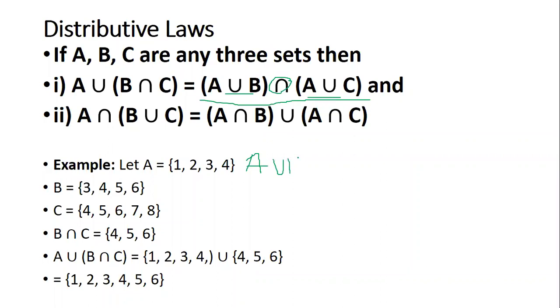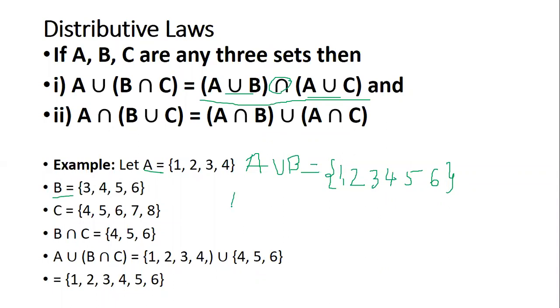So A union B. Now we have set A here and set B here. Now quickly tell me, what is A union B? What will be the answer? 1, 2, 3, 4 from set A, and then from set B 3 and 4 are already available, so 5 and 6. Good. So this is A union B.